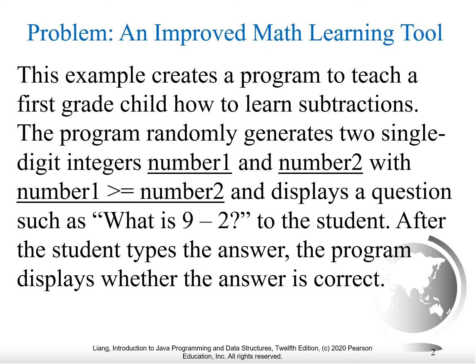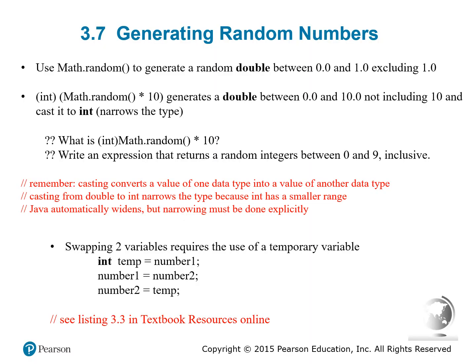Previously, we used System.currentTimeMillis to generate random numbers. We'll now leave that behind and use the math.random method moving forward. As you learned in the video notes, math.random is what we use to generate random numbers. Remember, when we use math.random, we get a random double between 0.0 and 1.0, excluding 1.0. If we want to generate a random integer, we will need to use casting.